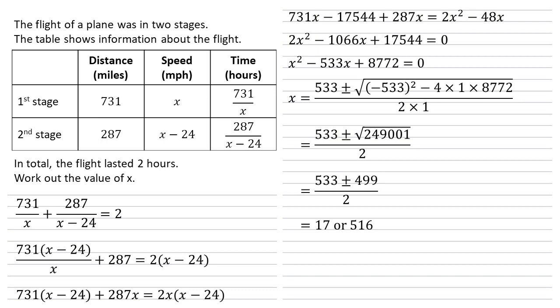And we need to make sure that these make sense. So looking back to the table, the speed in the second stage is x minus 24, and the time is 287, a positive number, over x minus 24. Hence, this x minus 24 must be positive. It must be larger than 0. But if x was 17, this would make that smaller than 0, hence that can't be an answer. So we're just left with the one answer, x is equal to 516. There we go.